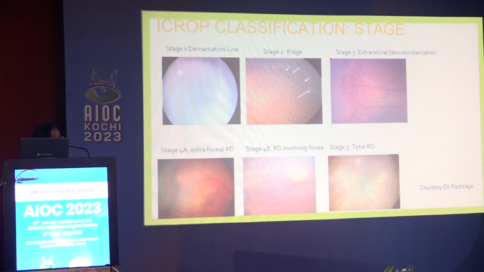And now depending upon the stage, stage 1 is just a demarcation line. If you see a little volume to that, it is stage 2, which is a ridge. If you see that it is lifting into the vitreous, then it is stage 3. And when you have a retinal detachment, and if it is not involving the fovea, it is stage 4A. If it comes to involve the macula, it is stage 4B. And again, when there is a total detachment, it is stage 5.